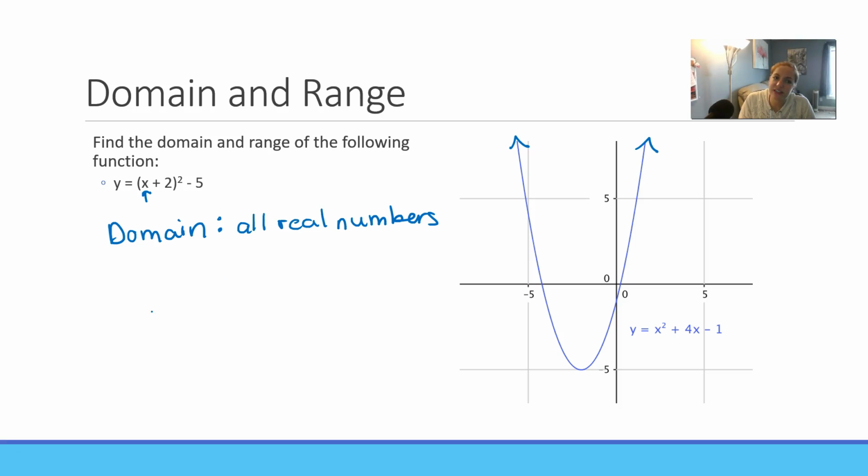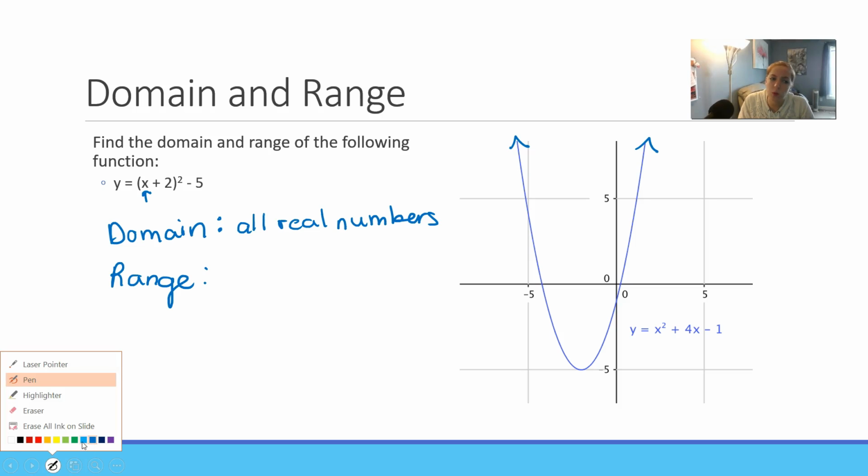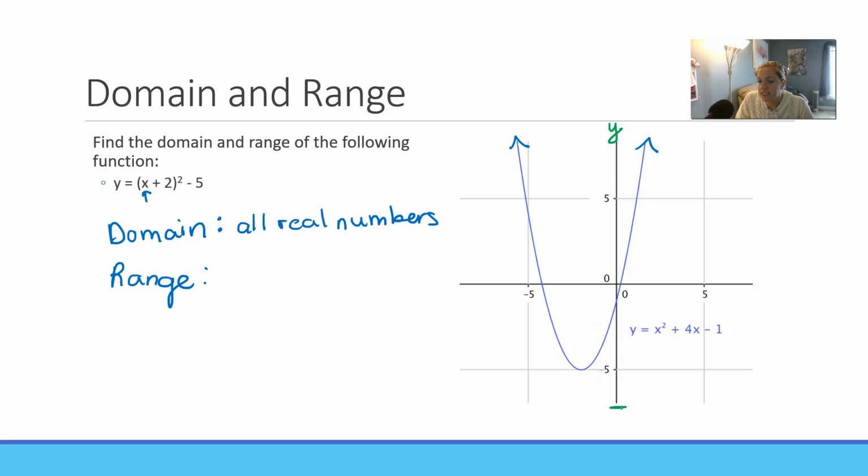But the range is a little bit different. I want you to look at the range. I want you to look at those y values. We look at the y values here. Are there any restrictions? Can I get to -6? Does -6 trace to anything on the graph? No, it doesn't, right? What's the smallest value I can reach? It looks like -5, right? Looks like the smallest y value I can get to, the bottom of the barrel here, is -5.